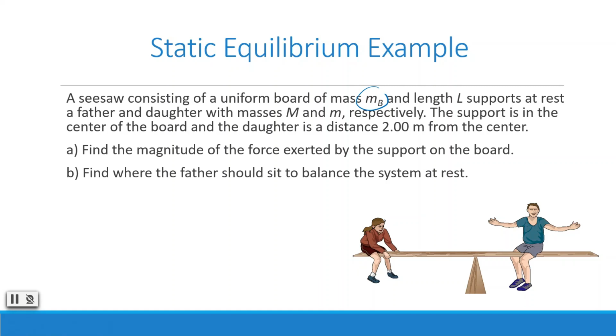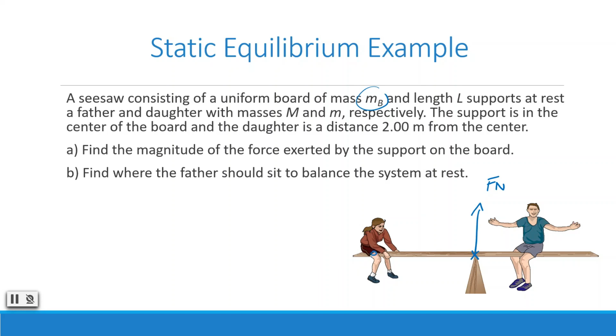And the support is in the center of the board, and the daughter is a distance of 2 meters from the center. So what we know is we have basically this fulcrum right here, and that's going to be our natural axis of rotation. It's also going to be a point where we have an unknown force, because the normal force of the fulcrum on the board is an unknown force.